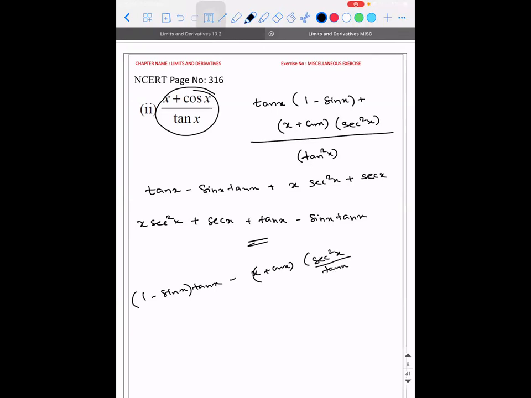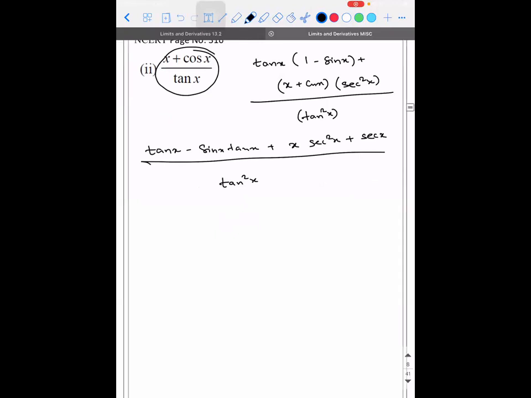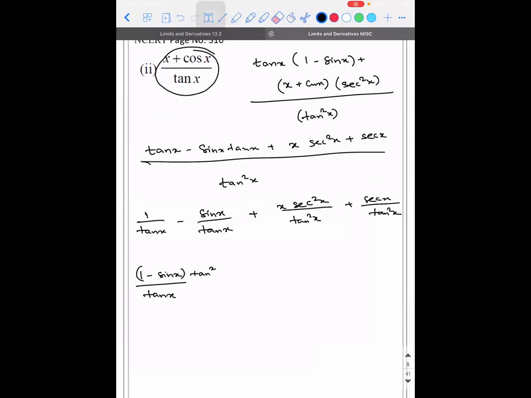First of all, I made a mistake. I left the denominator. I'm sorry. By tan square x. Now see, if I split tan x to each term, tan x by tan square x is 1 by tan x, minus sin x by tan x, plus x secant square x by tan square x, plus secant x by tan square x. So 1 minus sin x, the whole divided by tan x. If I take LCM, it will be tan x by tan square x plus, if I take out secant x from here, it is x secant x plus 1, the whole divided by tan square x.